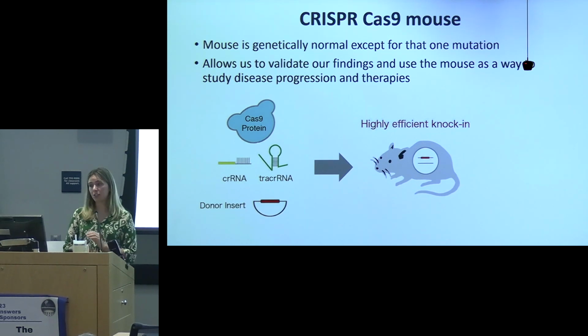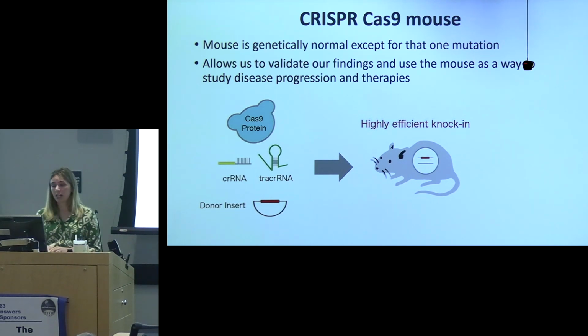This is one of the best ways to validate a genetic discovery. In this case, you take a mouse that's completely genetically normal, like all other mice, and you put that one single mutation in it. So if it has problems, you know that it's coming from what you put in there. And this allows us to say, yes, we're correct, no, we're wrong. But if we're correct, then we can use that mouse to study the progression. We can take tissues from that mouse. We can test therapies on that mouse. It becomes a really awesome tool in our research.